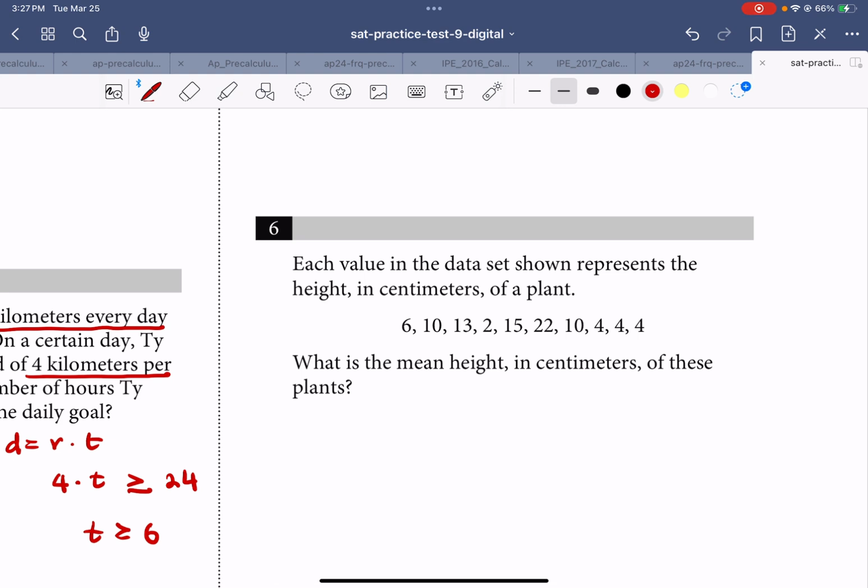Number 6, each value in the data set shown represents the height in centimeters of a plant. So you have a total of 10 data points. And what is the mean height in centimeters of these plants? So mean is you add all of them and divide by the number of numbers. So you add all of them like this and divide by 10, right? If you put it in the calculator, you're allowed to use a calculator, then you get 9, okay? So the answer is 9. Okay.